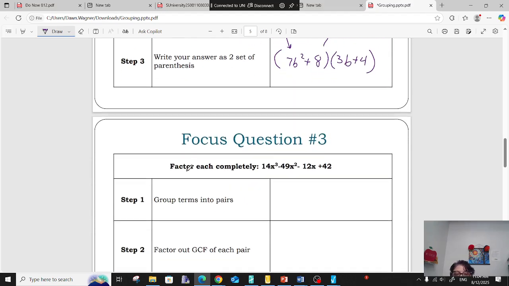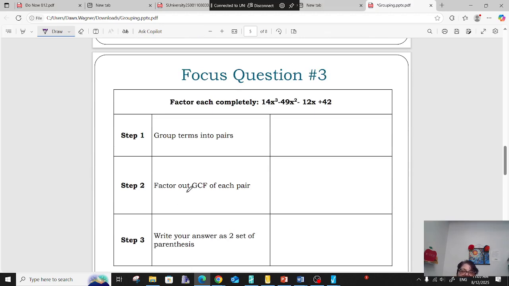Okay. Now, this one has some negatives. In front of this second term here, you're going to have to make sure you factor out a negative term. So let's go ahead. I'm going to group this. 14x to the third minus 49x squared, parentheses, right? And then over here, I'm going to put negative 12x plus 42.